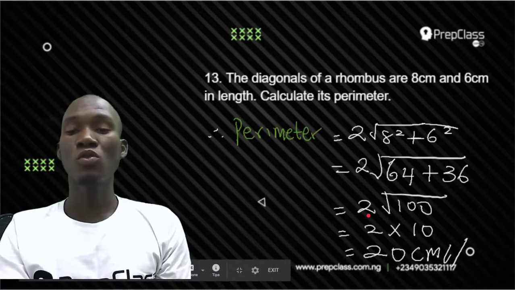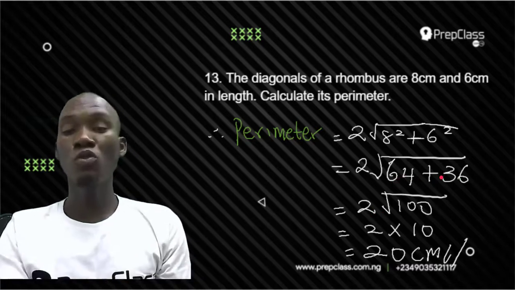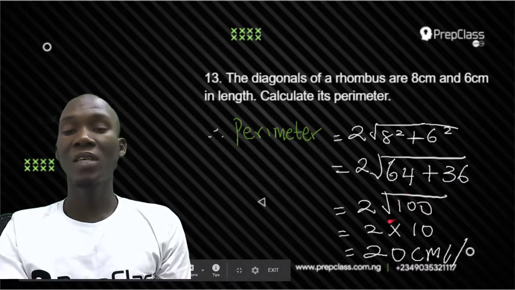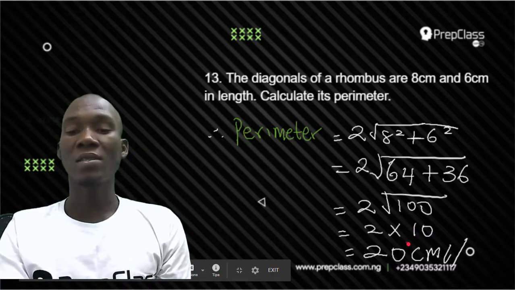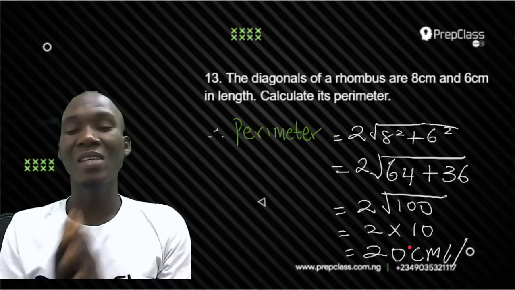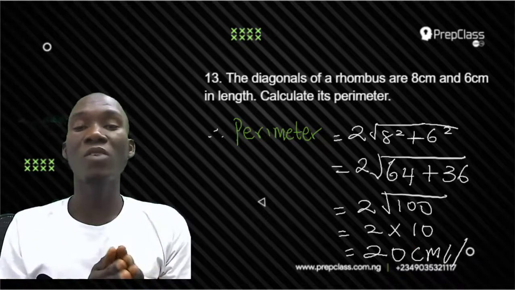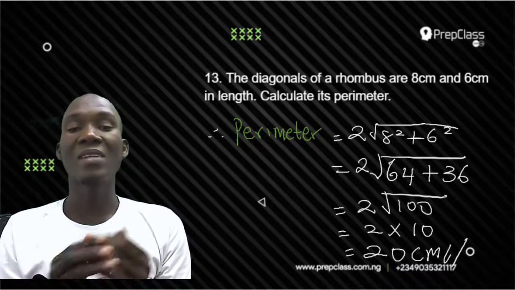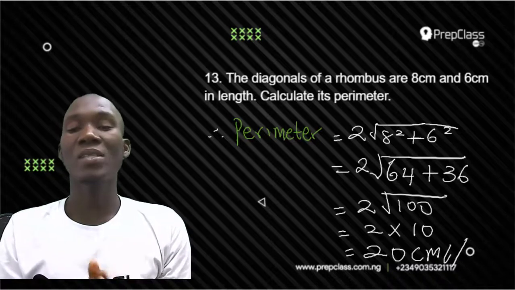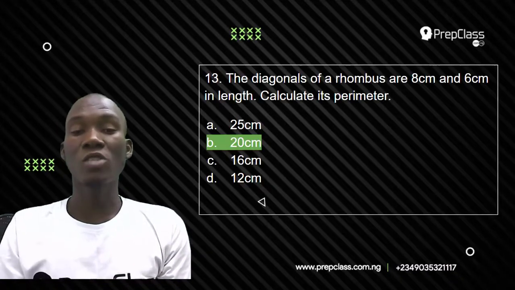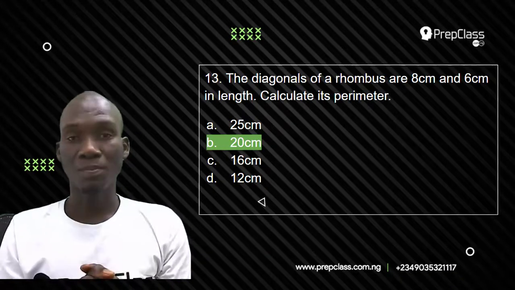That is giving us 2 root 100. So 2 times root 100, which is 10. So 2 times 10 gives us 20 centimeters. Therefore, the perimeter of the rhombus given the diagonals of 8 cm and 6 cm is 20 cm. And the correct option is option B.